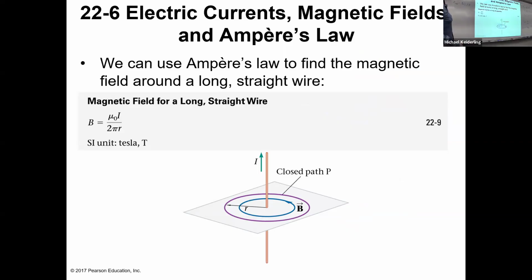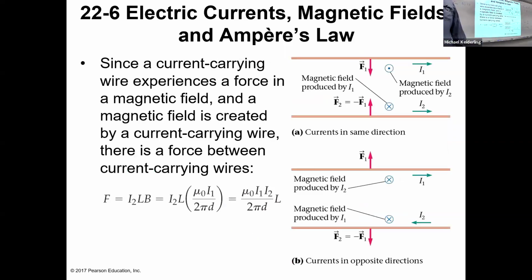That's the current around the wire. We can do similar things for other setups of current. And since a current carrying wire experiences a force in a magnetic field, and a magnetic field is created by a current carrying wire, if you have two current carrying wires, they will have a force between them. So if you have two wires whose currents are flowing in the same direction, they will be attracted to each other. If their currents are flowing in opposite directions, they will repulse each other.